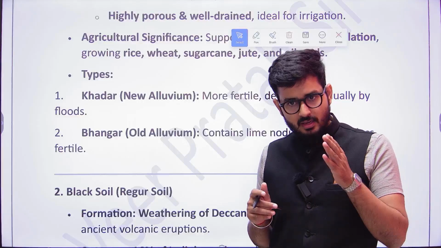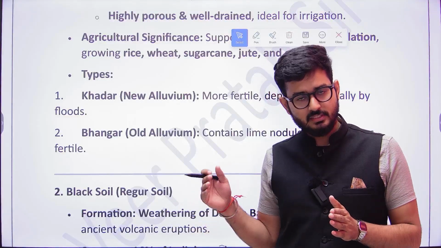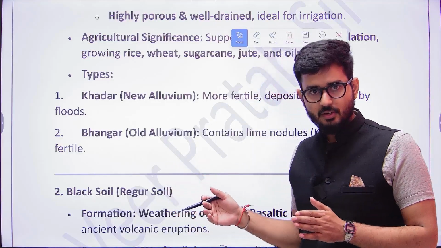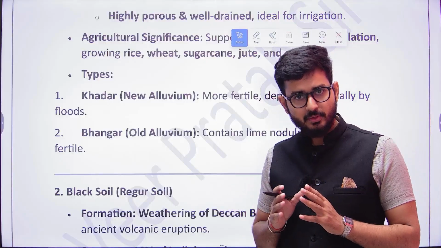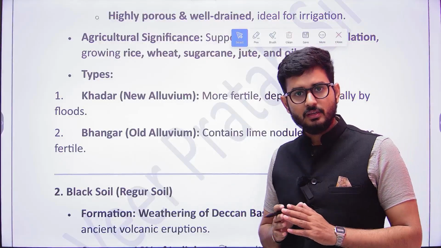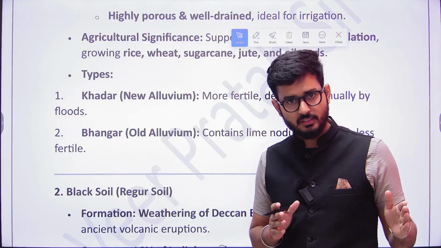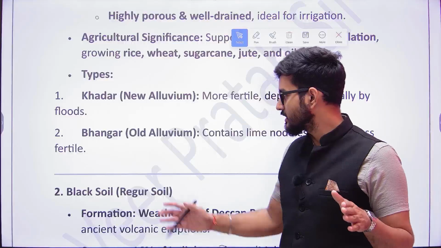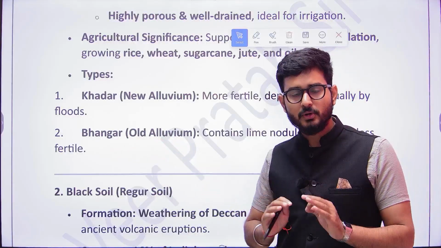Now, it will deposit a particular soil 10 months later, then it will deposit a particular soil 10 years later. So for example, the soil that has been deposited today will not be the first soil, right? Prior to this there is also going to be some soil that has been deposited. That prior soil will be known as the bhangar, the old alluvium, that is, the old deposits made by the river.